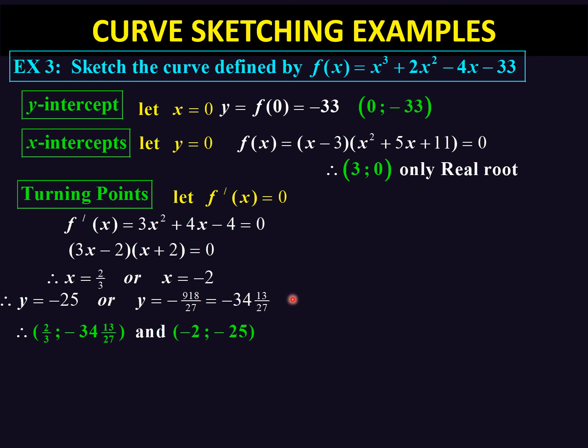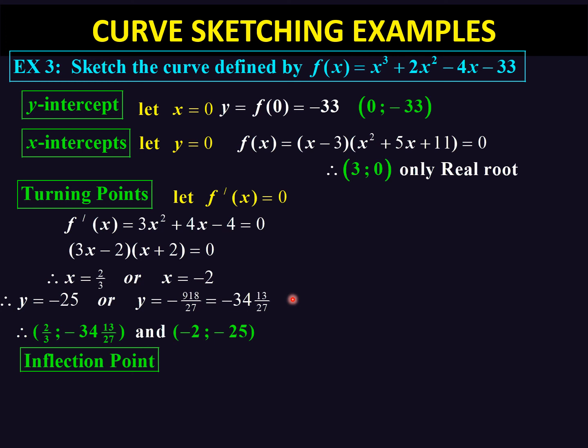Then we write down the turning points in coordinate form. Not essential, but it's advisable to do that. Then we have that other point, we have to get used to that one. That's right, the inflection point. And how do we find the inflection point again? Differentiate again.